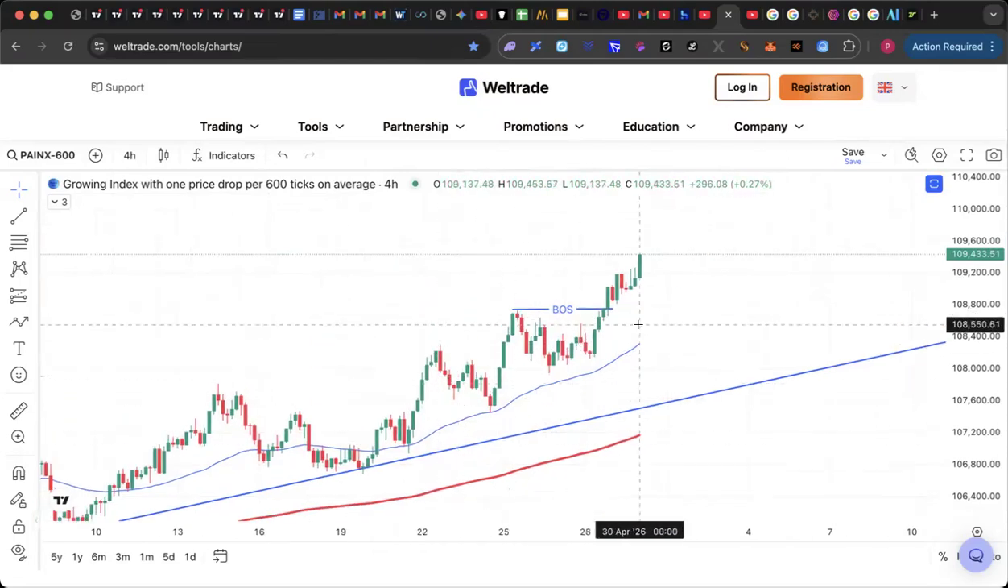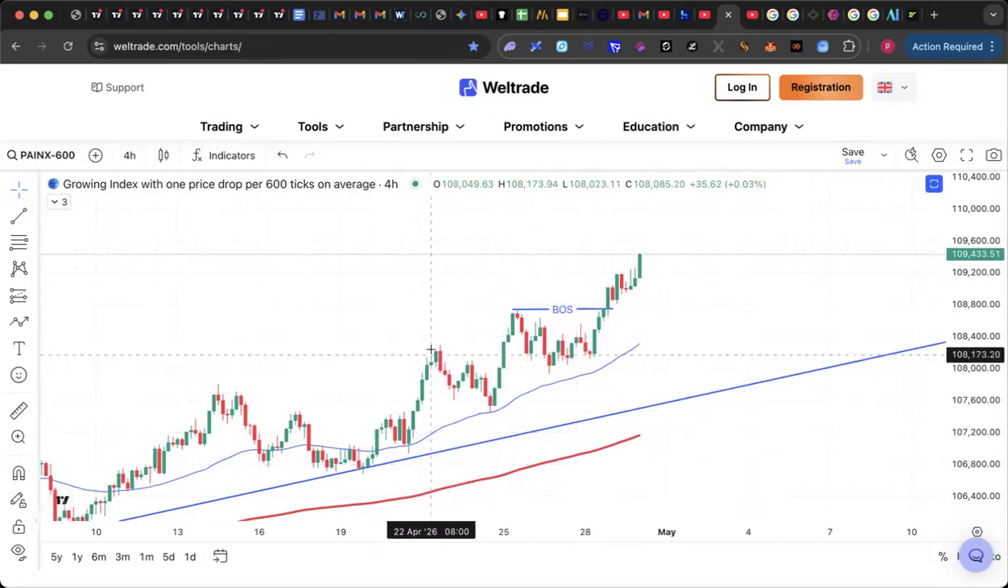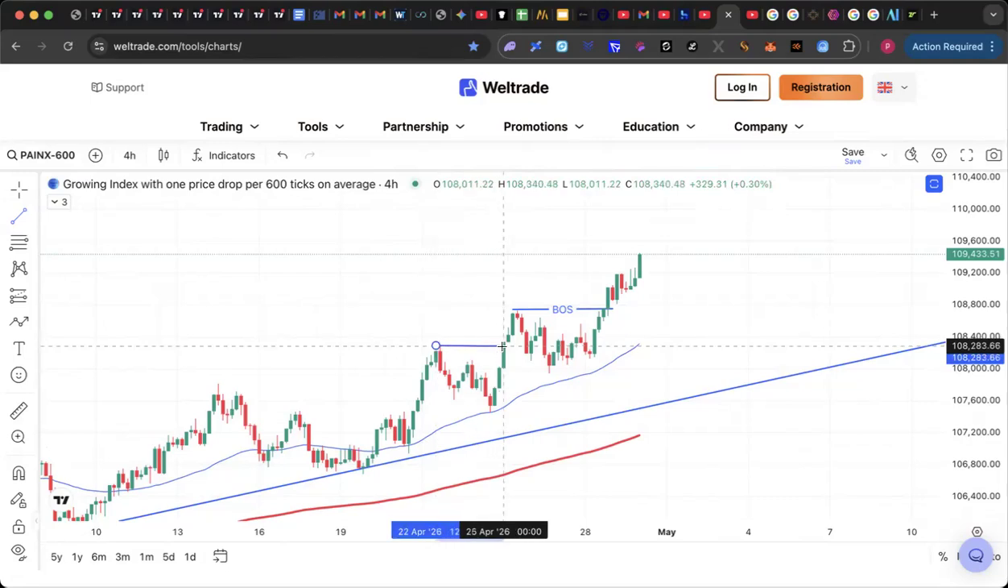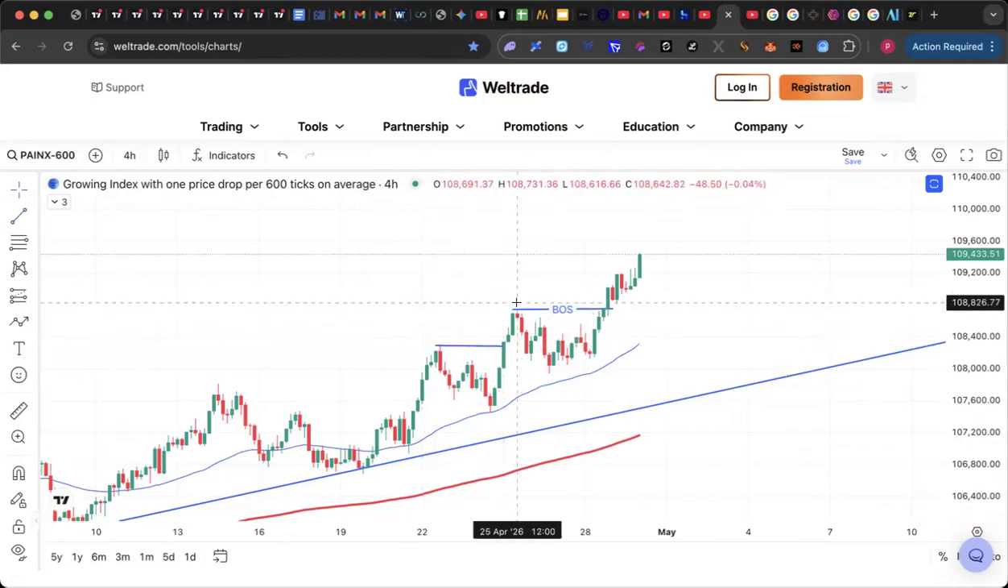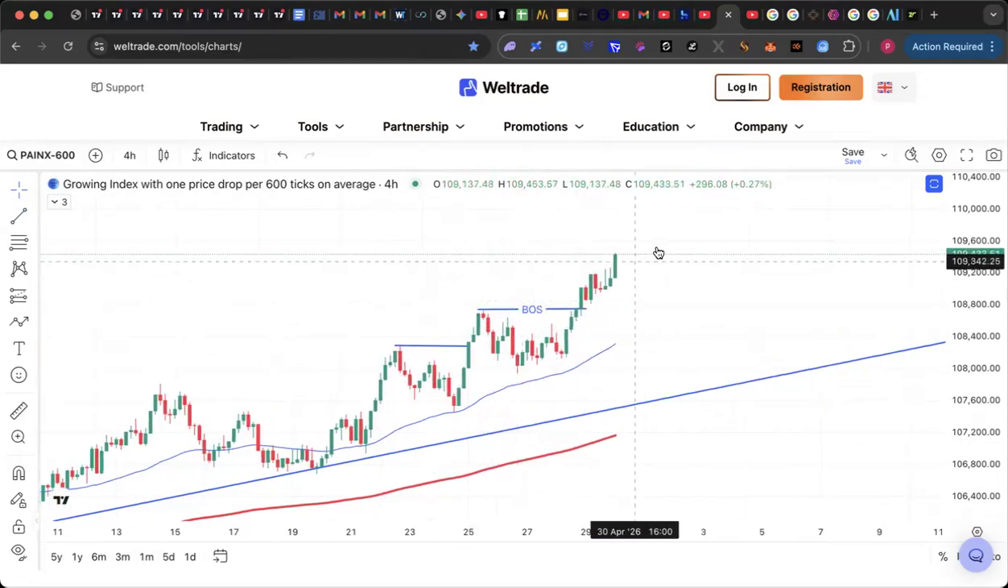So now, normally, as a trader, you have to pay attention to important things. Now, this is a break of structure. Because you already know that this is an uptrend, all you are looking for is that there's a high and there's a low. So this is a swing high and a swing low. So the market has broken this. That means this market is still going up.